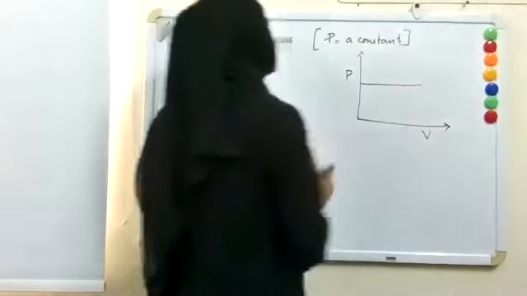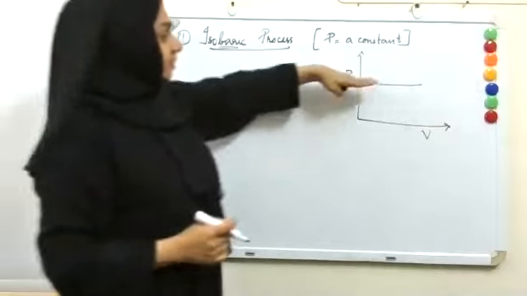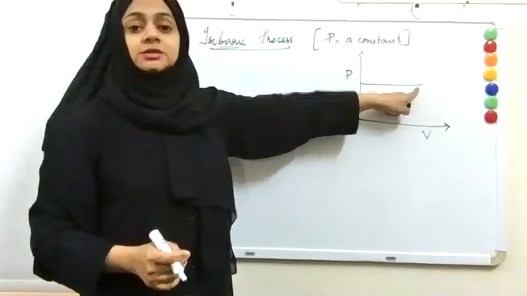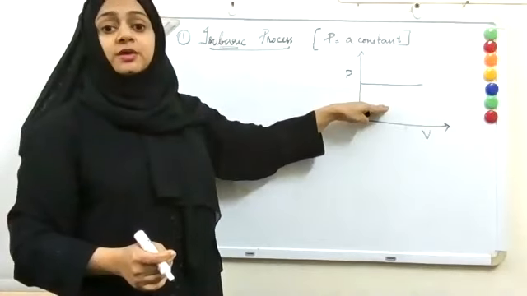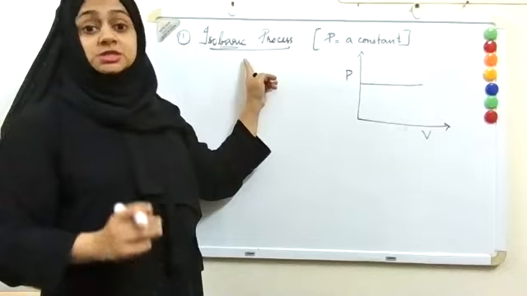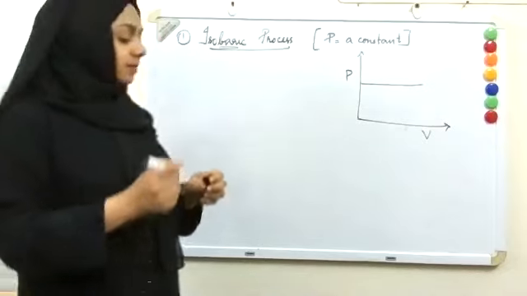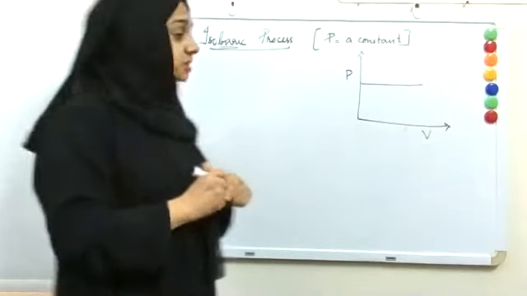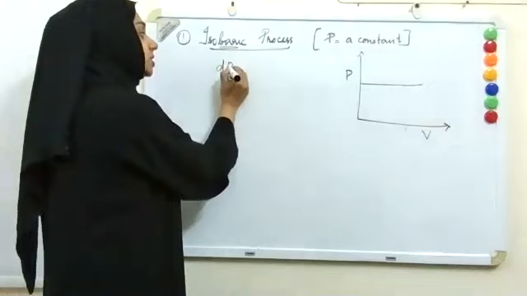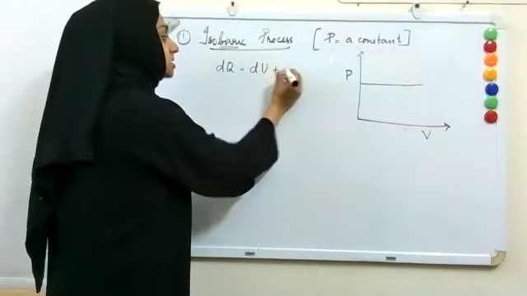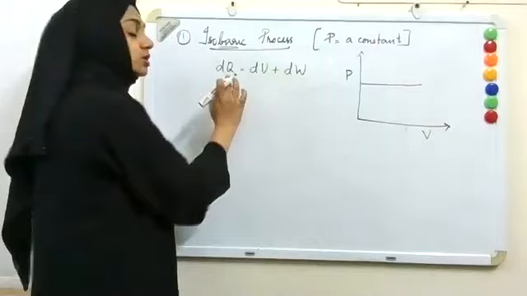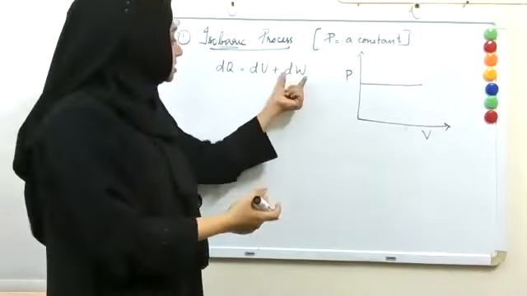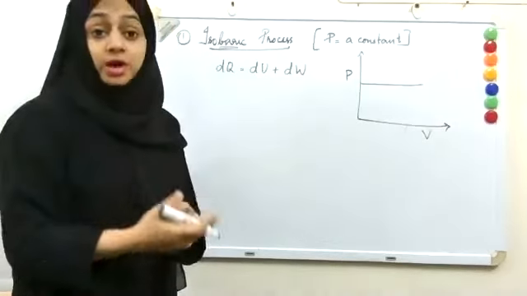Pressure remains constant means when a system goes from one state to another, the pressure doesn't change. So it will be like this. Because the pressure is a constant, only the volume is changing. So it will be like this. So this is how the PV diagram for an isobaric process looks. Now let us see more about the isobaric process. What is the first law of thermodynamics? dQ is equal to dU plus dW, where dQ is the amount of heat given, dU is the change in internal energy, and dW is the work done.